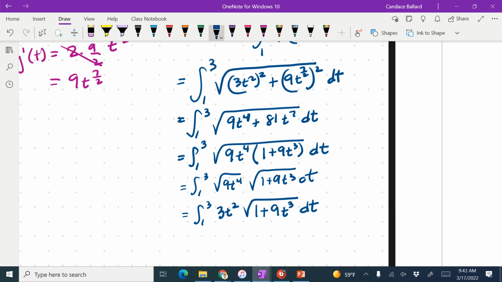Now I am ready to do a U substitution. Okay. So I'm going to use the inside as the U.